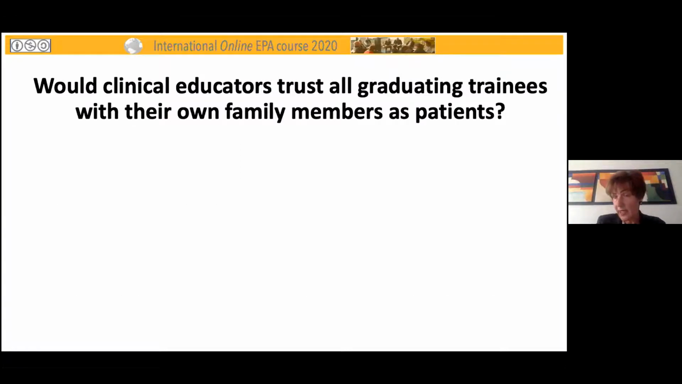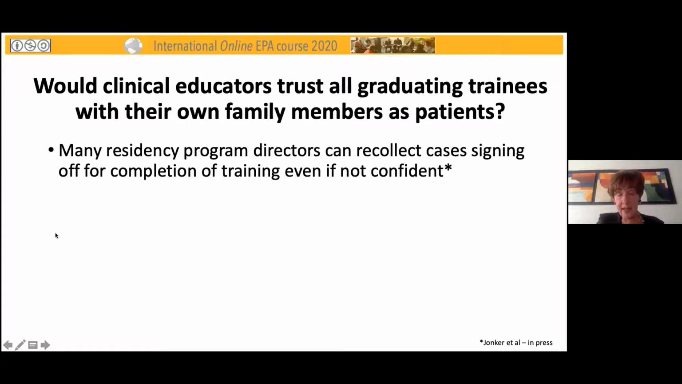So another reason why CBME was introduced is, think about this question for yourself. Would clinical educators trust all graduating trainees with their own family members as patients? That's a difficult question, you know. We did actually interviews among residency program directors, and many of them can recollect cases of residents signing off for completion of training, even if not completely confident. And maybe you can recollect that also in your own practice, also with medical students.